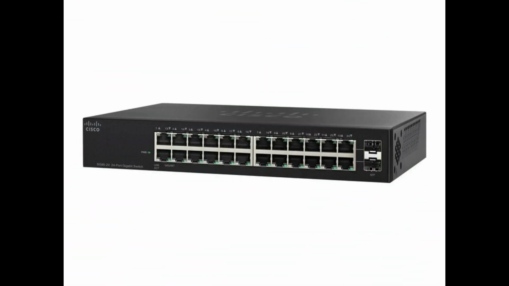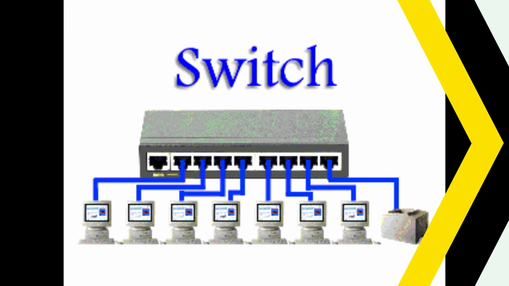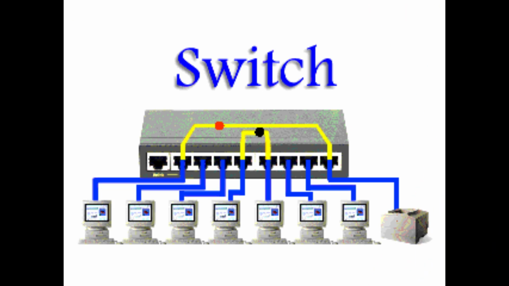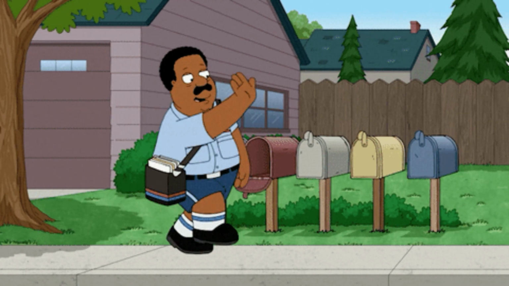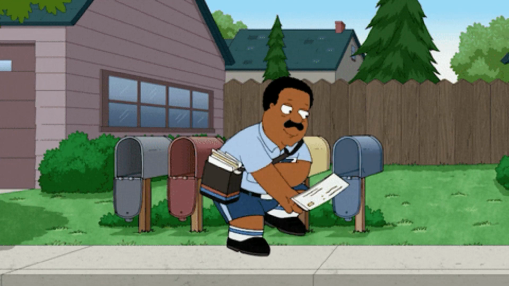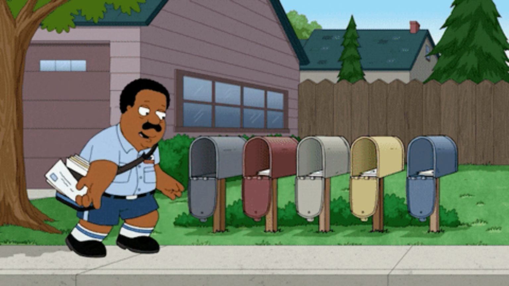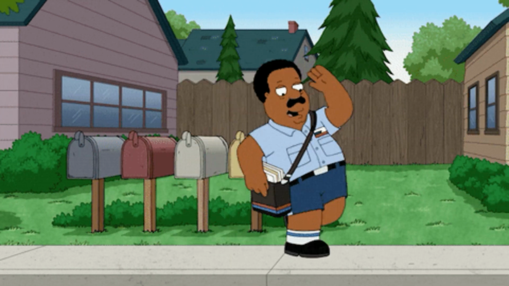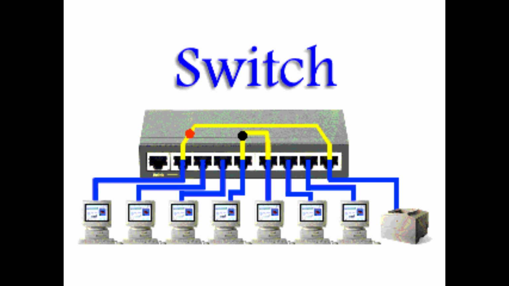Now, let's contrast that with the switch. The switch is like a smart traffic cop. When data arrives at the switch, it's as if the cop checks the address on the data and says, "This data is for device A." The switch then sends the data only to the device that should receive it, like a postal service delivering a letter to the right house. This makes the network faster and more efficient, reducing unnecessary traffic and the chances of collisions.